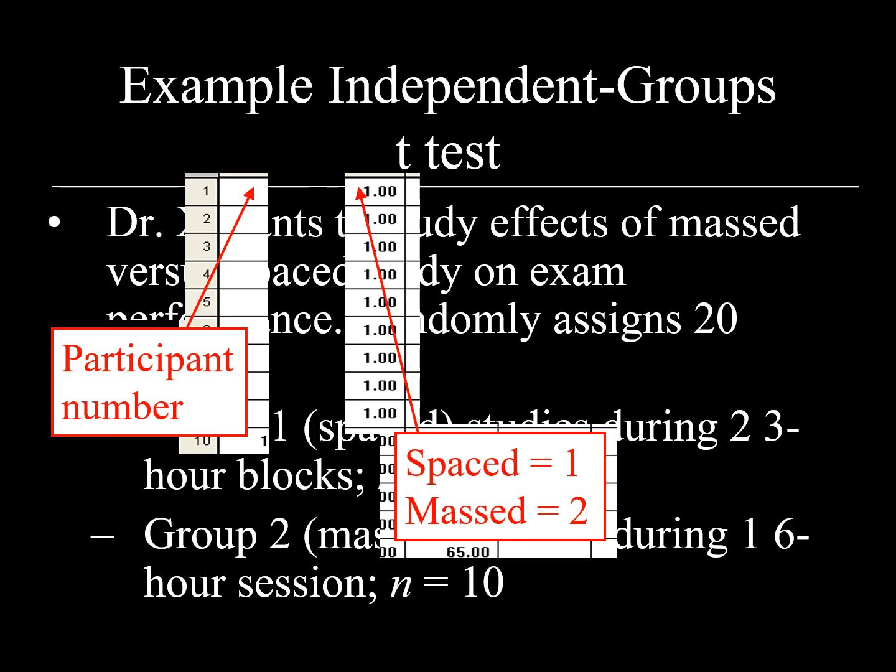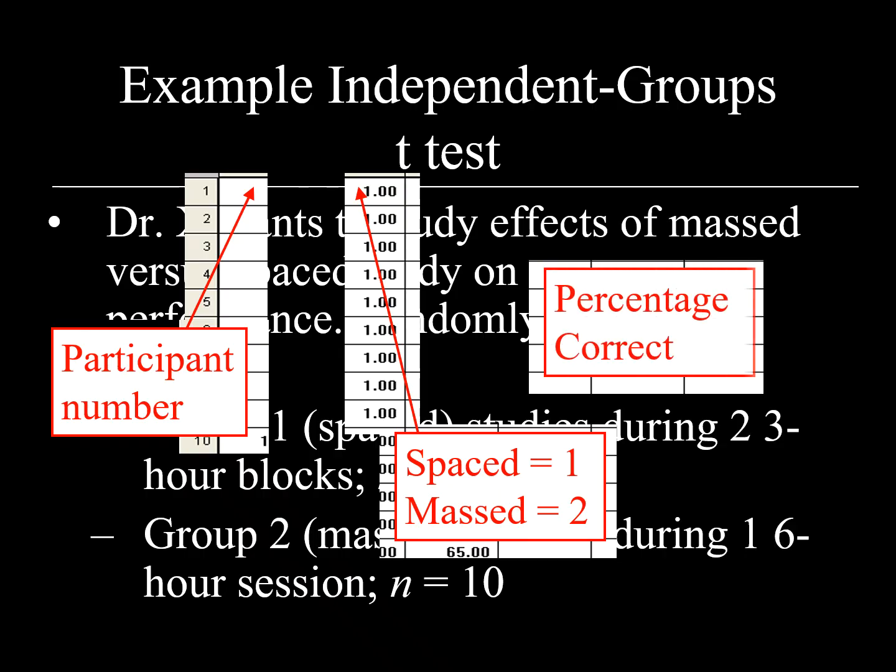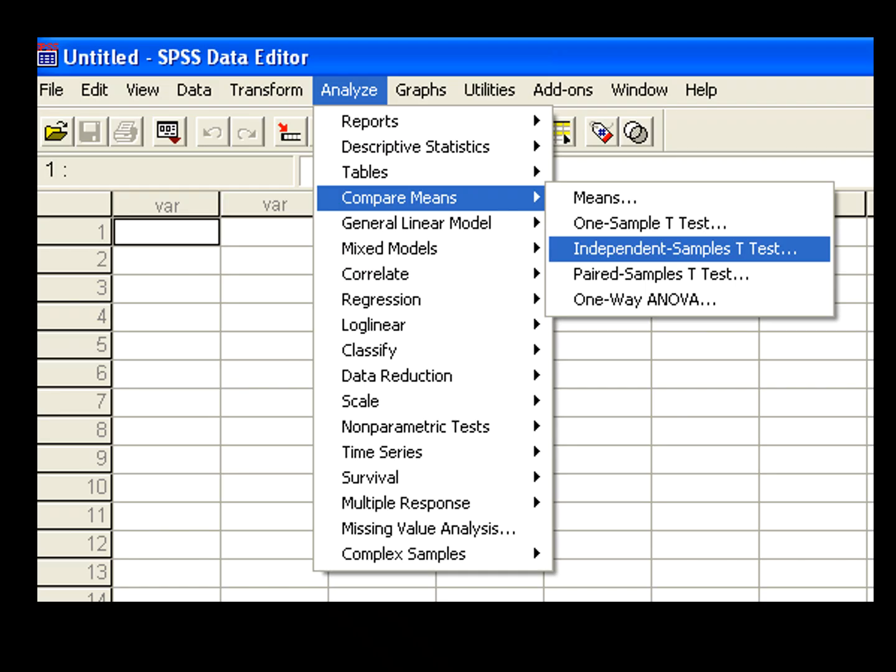And finally, we have our actual outcome variable, our percentage correct on the test. So we've got all three things. We've got our participant numbers, 20 of them. We've got our study type, 10 in spaced 1 and 10 in massed 2, and we have their actual scores. From this, we're now going to run our t-test analysis in SPSS.